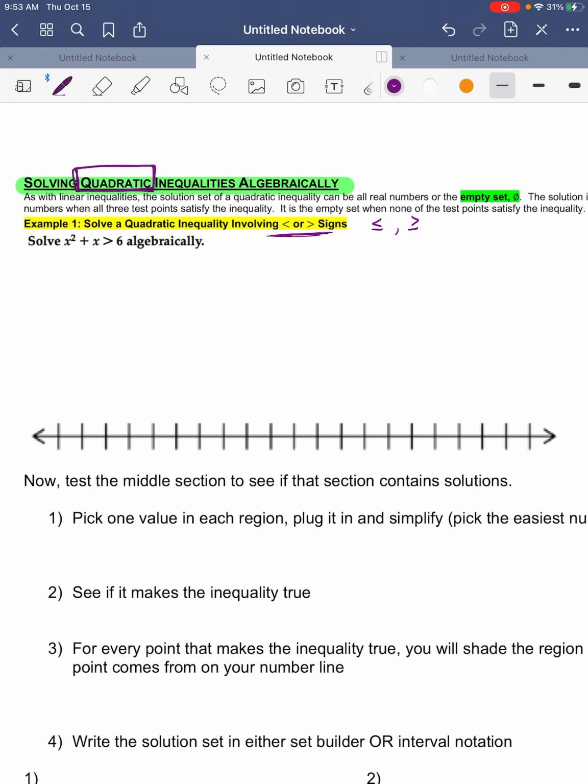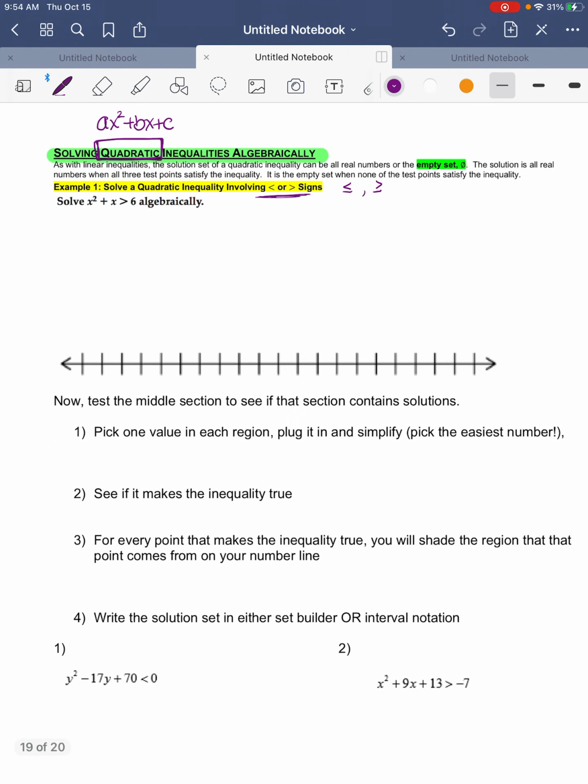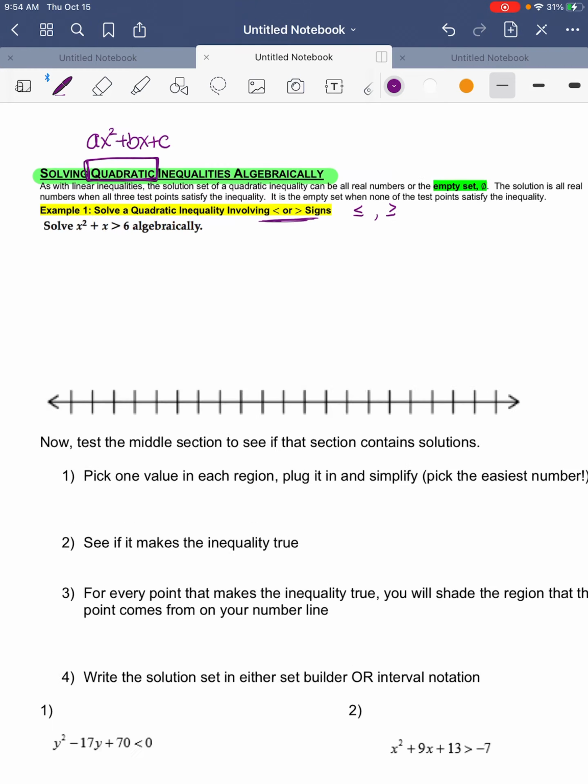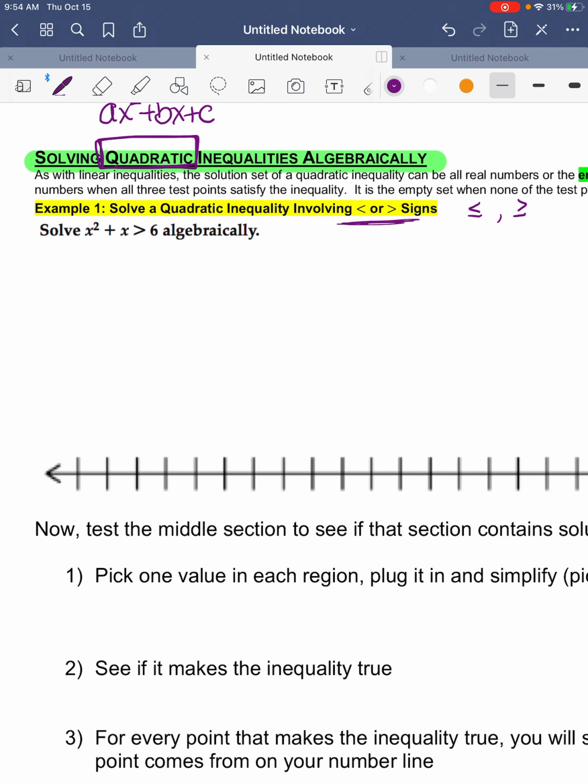Just remember, quadratic means that they are in the form ax squared plus bx plus c. But now, instead of having equal to 0, which we did yesterday, we are now going to do inequalities, and we're going to solve for all the x values that satisfy that condition. We have this lesson that has all the steps, so we're going to go step by step to answer this question. The question is, solve x squared plus x greater than 6 algebraically.